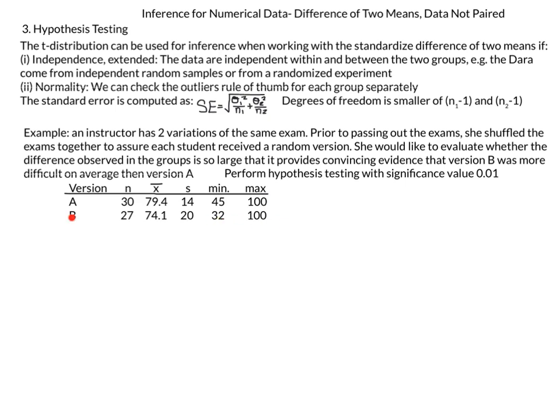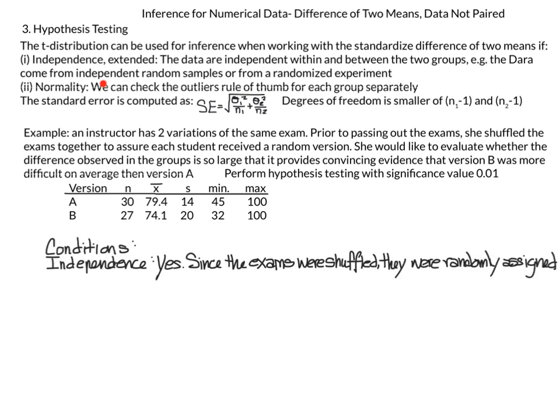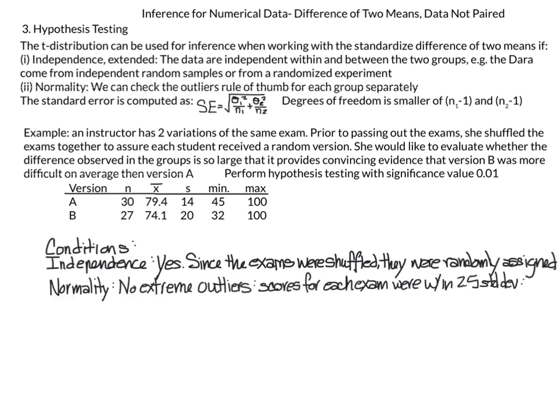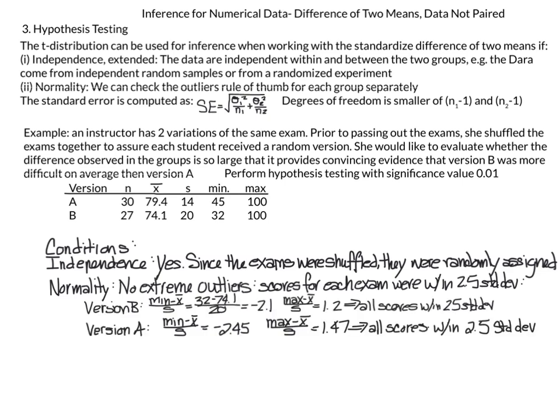The min and max scores for B is 32 to 100. First, we want to determine if we can use the t-distribution. The first condition of independence is met because she shuffled those exams, which gives us random assignment of exams. We assume she shuffled them and then gave them out randomly. So normality, no extreme outliers. Scores for each exam were within 2.5 standard deviations, unlike our last example, so this is kind of nice.